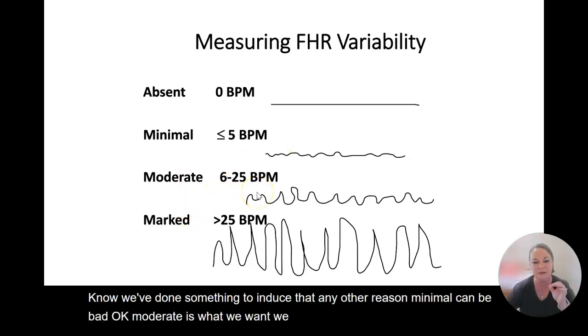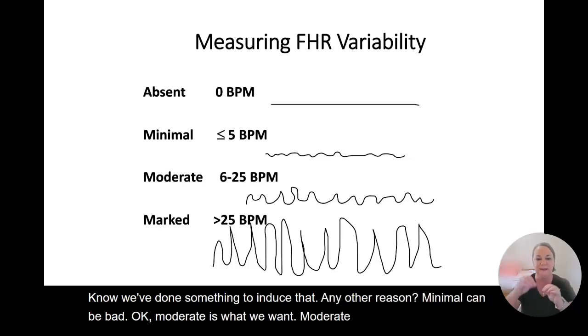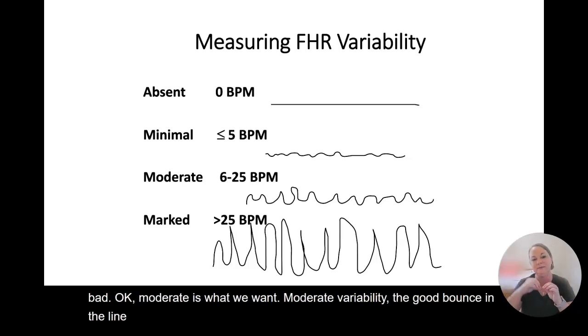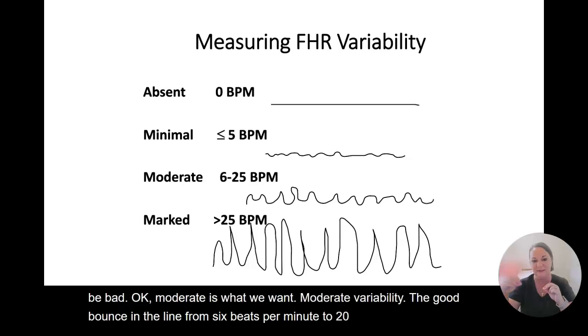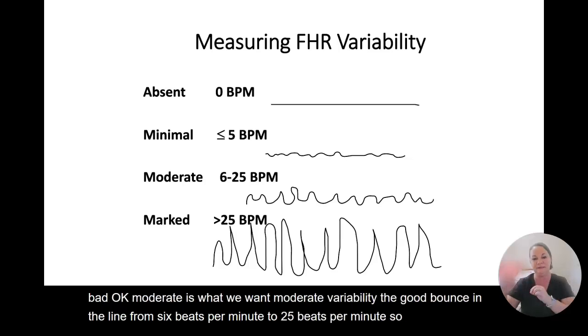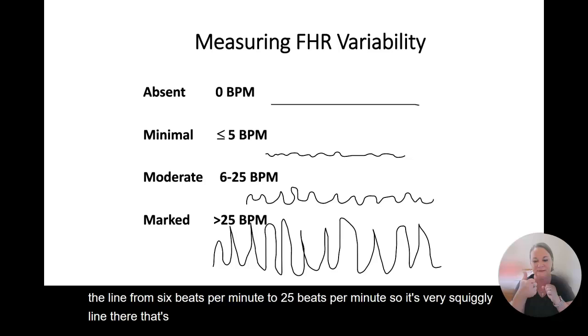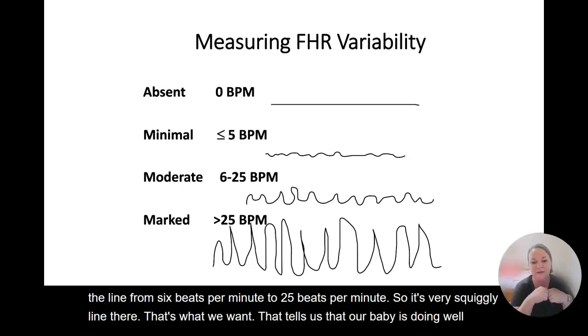We want moderate variability. It's a good bounce in the line from 6 beats per minute to 25 beats per minute. So it's a very squiggly line there. That's what we want. That tells us that our baby is doing well and is well oxygenated.